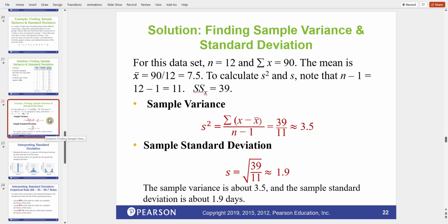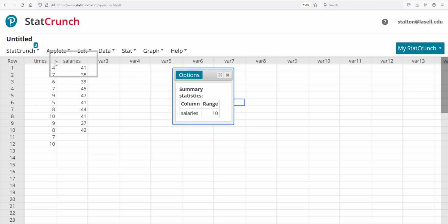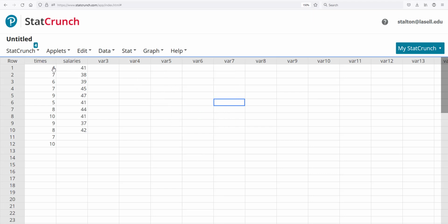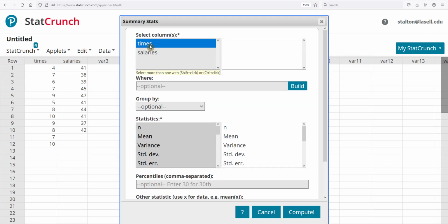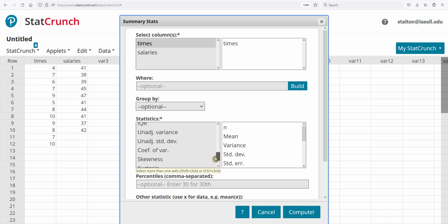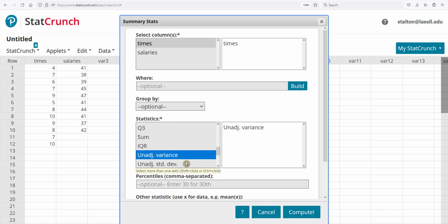This can also be done in StatCrunch as well as my Excel template. So let's go ahead and do it in StatCrunch. In the first column, I have the recovery times in days. We're going to go to Stat, Summary Stat, Columns, and we want times. You'll see variance and standard deviation here. Variance and standard deviation here is for the sample data. There's also another standard deviation and variance right here. It says unadjusted. This is for population standard deviation and variance. So we don't want the population. We did a sample.